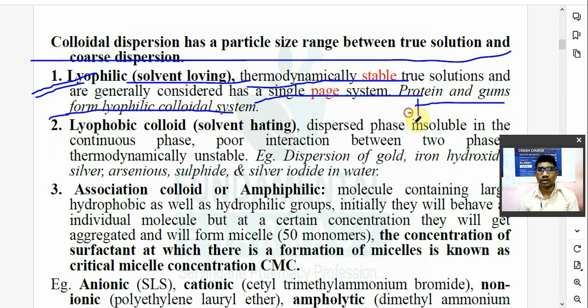Natural colloids in the body: proteins and gums form lyophilic colloids. Okay, then next comes lyophobic colloid. Lyophobic means what? Solvent-hating colloid. Who will hate the solvent? Whatever does not solubilize will hate it.